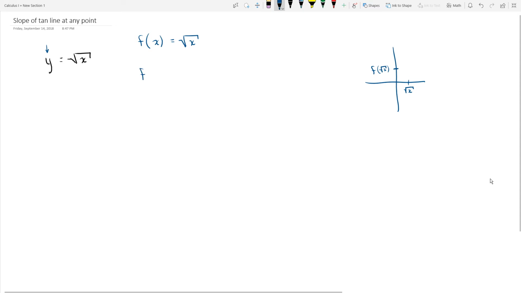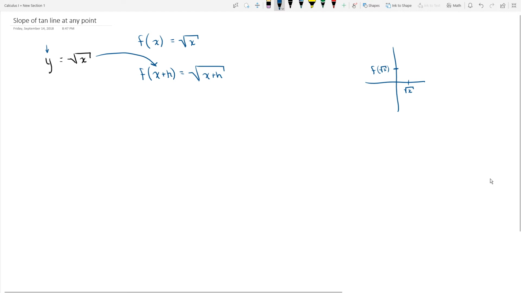The next one is just going to be that for f of x plus that little bit we call h, essentially we need to place that into our function wherever x is. So wherever x is, we're going to place x plus h. So we're going to say x plus h, and it's going to be the square root of. So we have those two values.